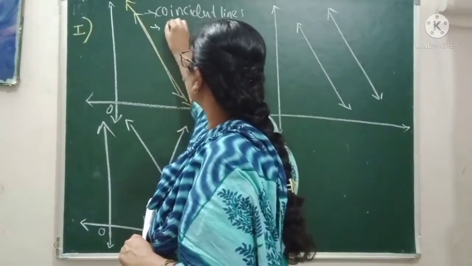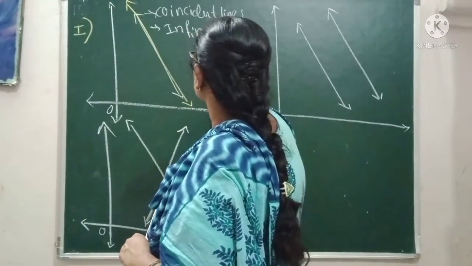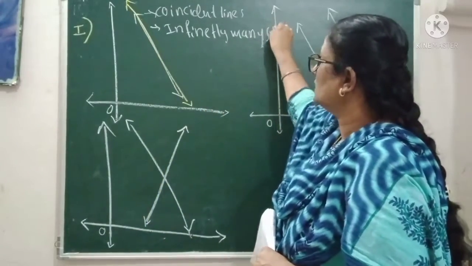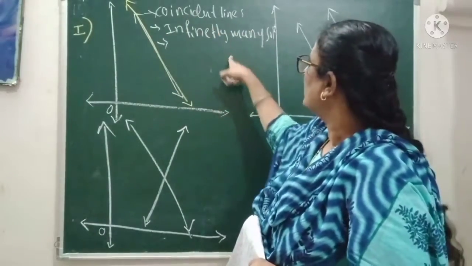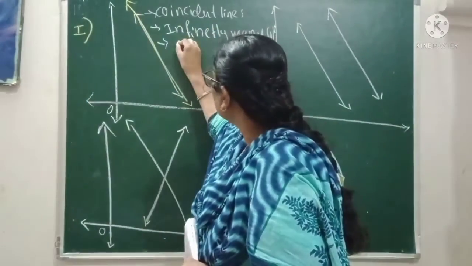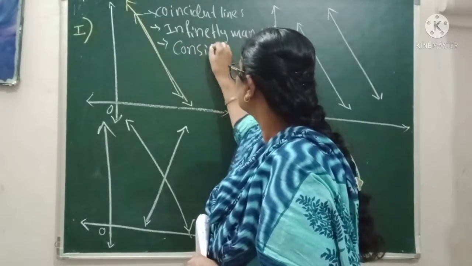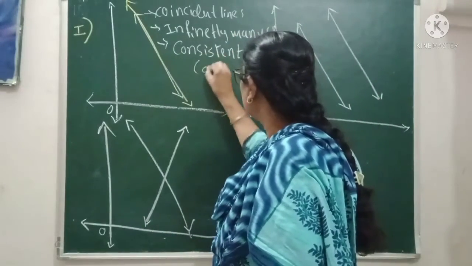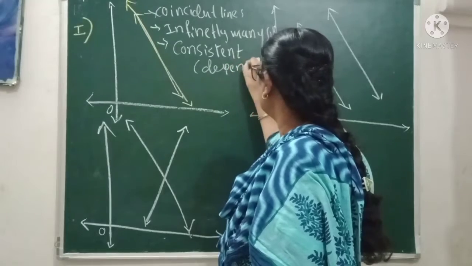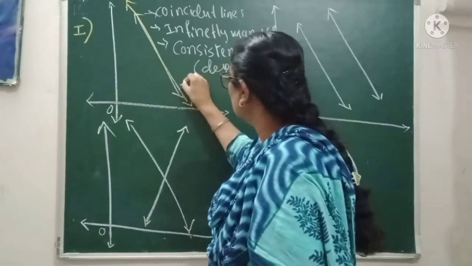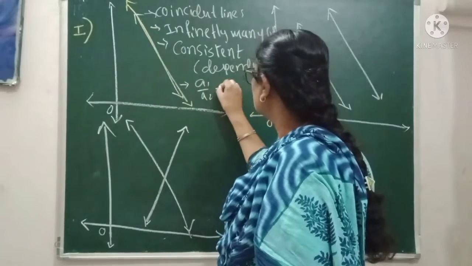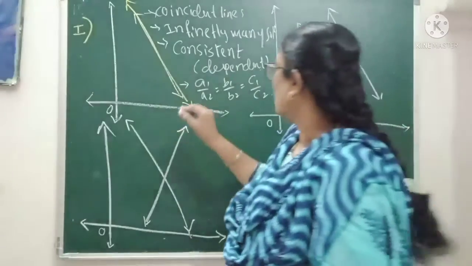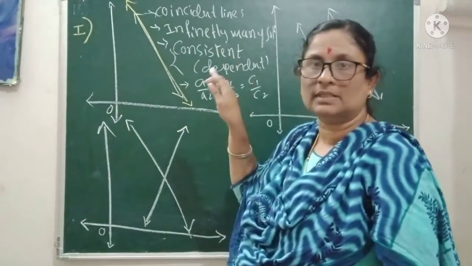And what else are we getting? Infinitely many solutions for this one. So you get infinitely many solutions, coincident lines, and here you get consistent. Look, this is consistent, and it is also called a dependent type of equation. And the fourth thing is A1 upon A2 is equal to B1 upon B2 is equal to C1 upon C2. Hope you have got what I am discussing here.